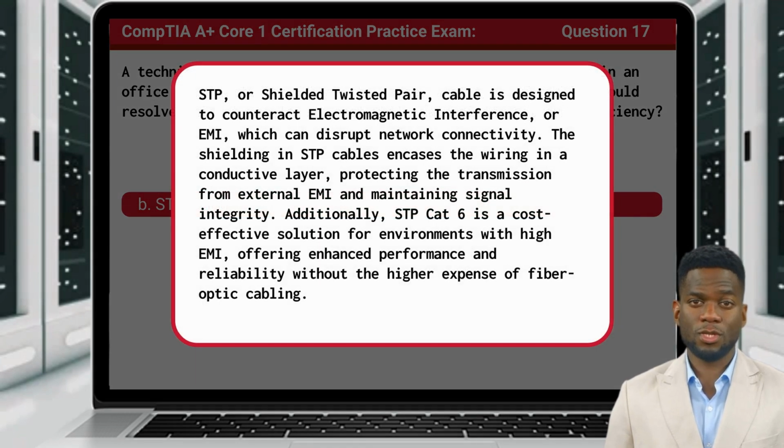STP, or shielded twisted pair cable, is designed to counteract electromagnetic interference, or EMI, which can disrupt network connectivity. The shielding in STP cables encases the wiring in a conductive layer, protecting the transmission from external EMI and maintaining signal integrity. Additionally, STP Cat6 is a cost-effective solution for environments with high EMI, offering enhanced performance and reliability without the higher expense of fiber optic cabling.